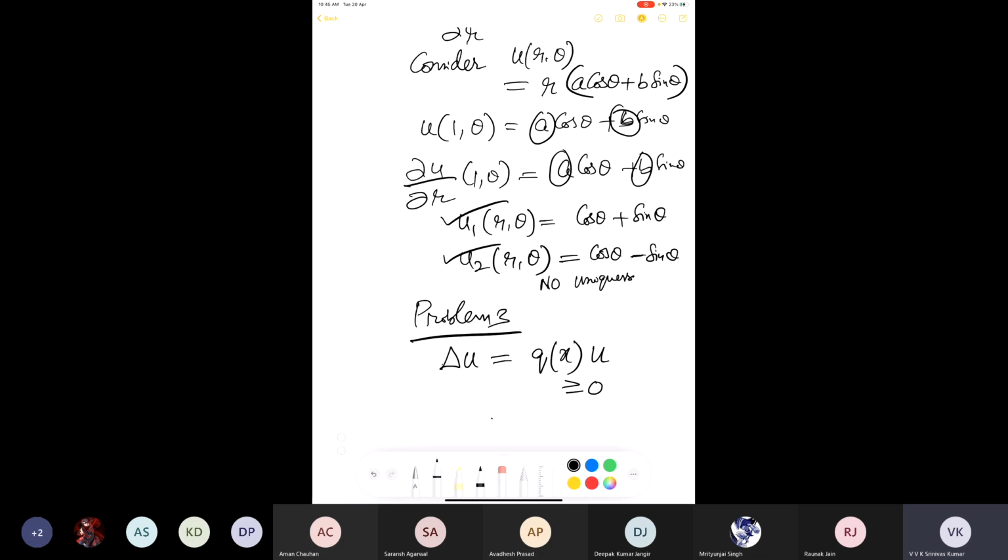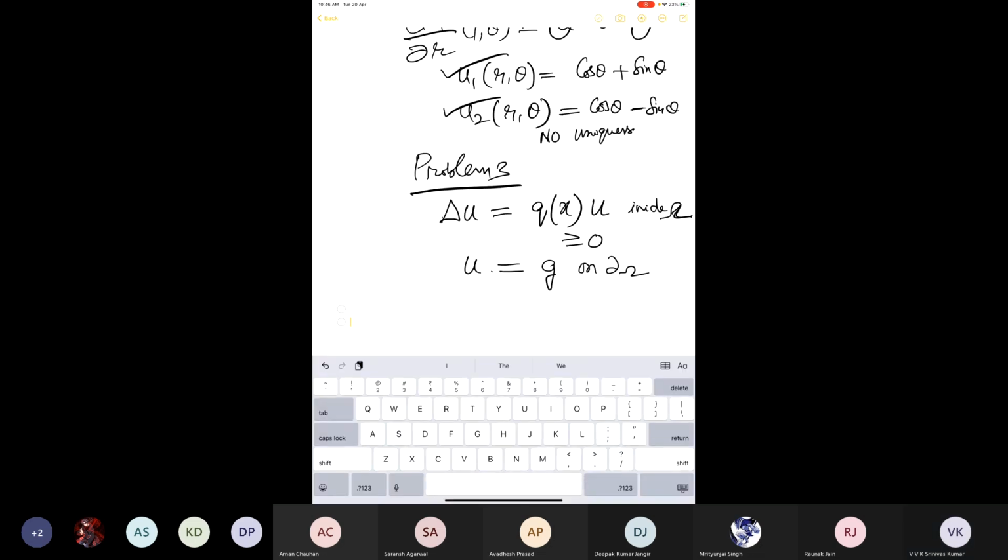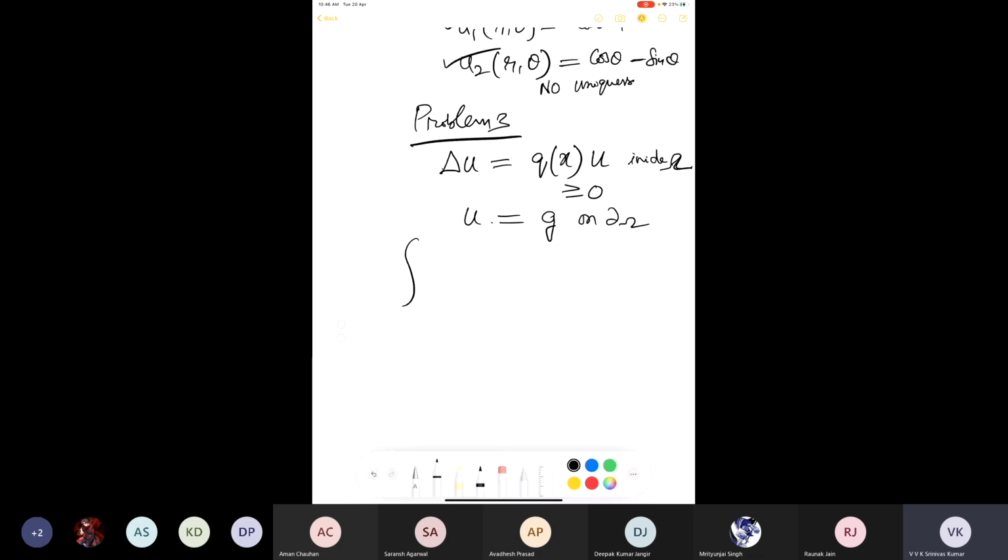First, take the Dirichlet problem: u is equal to a function g on the boundary, with the equation holding inside omega. Prove the uniqueness. So write Green's identity here. Suppose there are two solutions, u1 and u2, and let the difference be w.